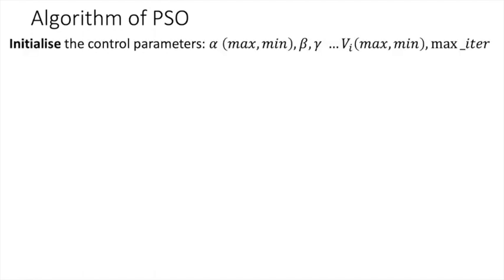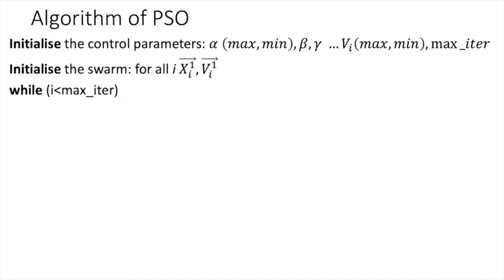Now here is a pseudocode of the method. We initialize the so-called control parameters of PSO, that is alpha, beta, and gamma. We also provide the upper and lower bounds of the velocity so it never goes outside these bounds. We also set a limit on the iterations. Then we initialize the swarm, that is, we randomly generate the present locations and present velocity for each particle. Then we start iterating. And inside each iteration, we go over the entire swarm.